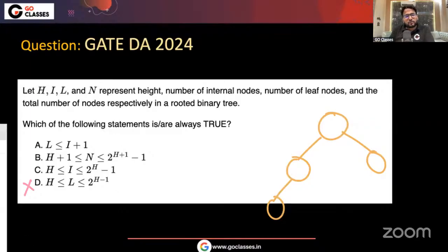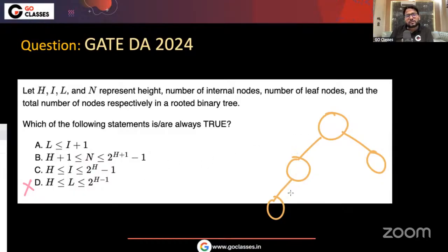Okay, so let's just see it. Let me also see your response. Okay, so most of you are saying that A, B, C are true. Let's just check it. So they are saying the number of leaf nodes will always be less than or equal to the number of internal nodes plus 1. So let's just check it.